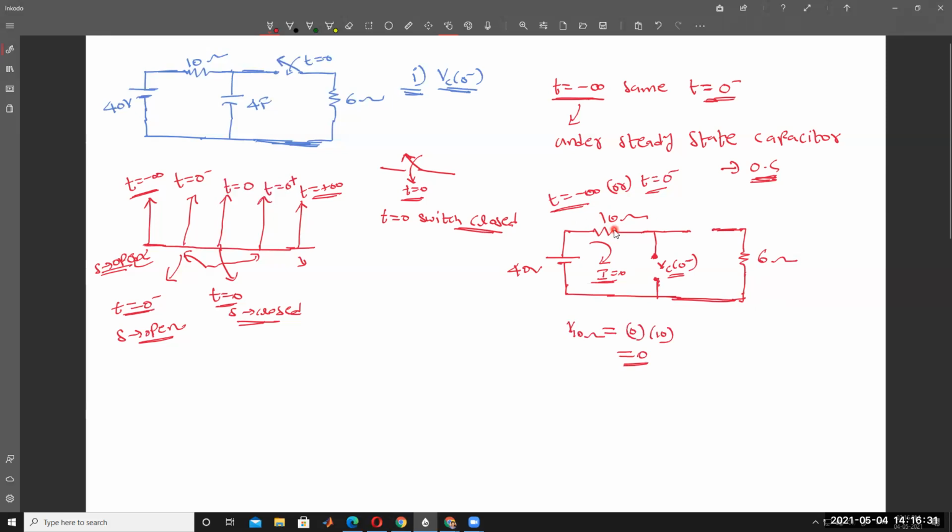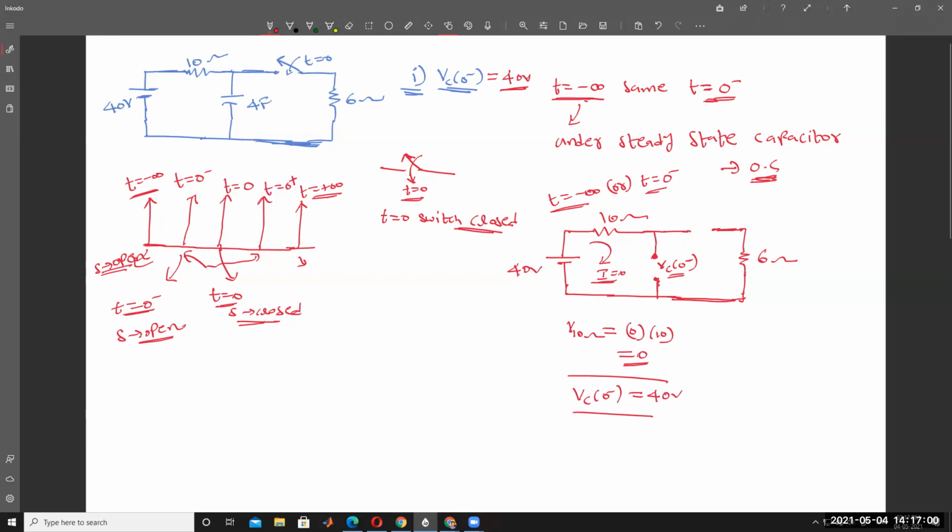So whatever the voltage present across the source is equal to the voltage across the capacitor. Am I right? So that is nothing but VC of 0 minus is equal to 40 volts. Understood? So VC of 0 minus is equal to how much? 40 volts. Capacitor is fully charged under steady state condition, at t is equal to minus infinity.